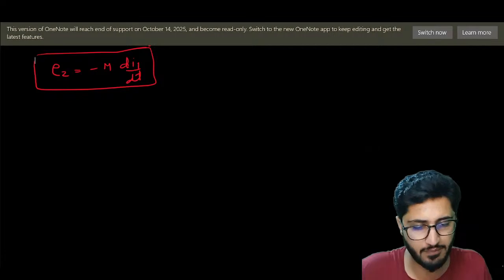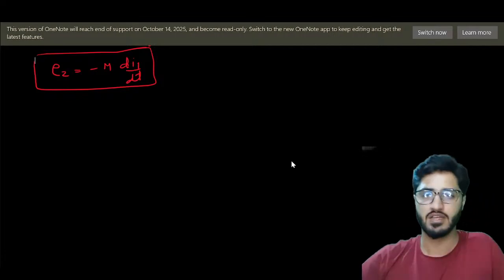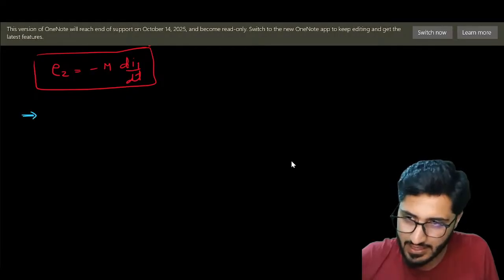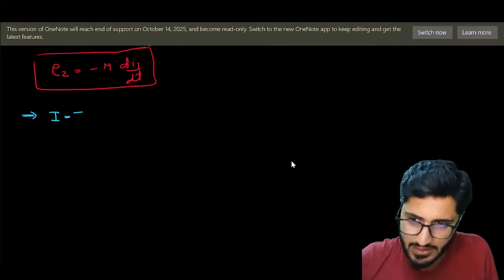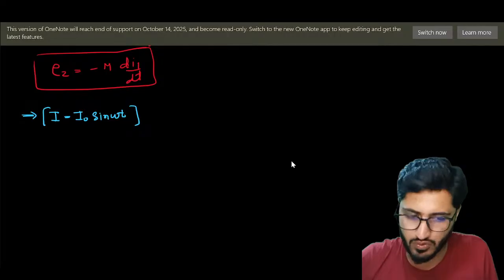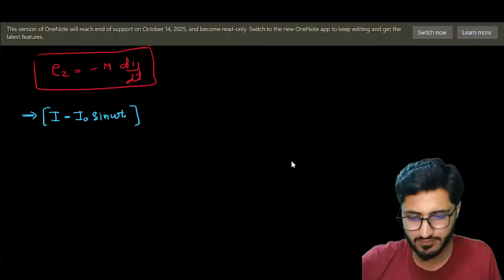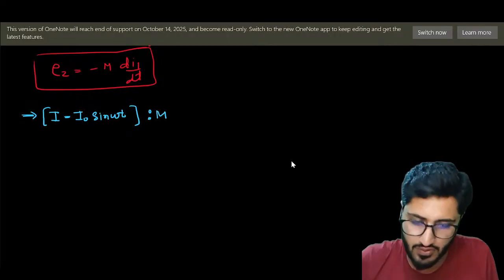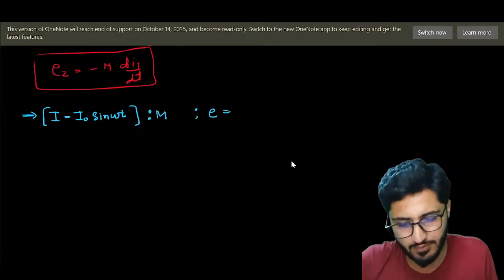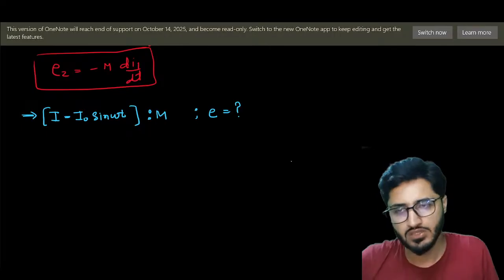Look now, I will give one numerical, a very good numerical. Numerical is like this: my current is given to me. Current is I equals I naught sine omega t. The equation of my current is given to me. Mutual inductance M is given to me. We have to find out E. What will be the value of E?